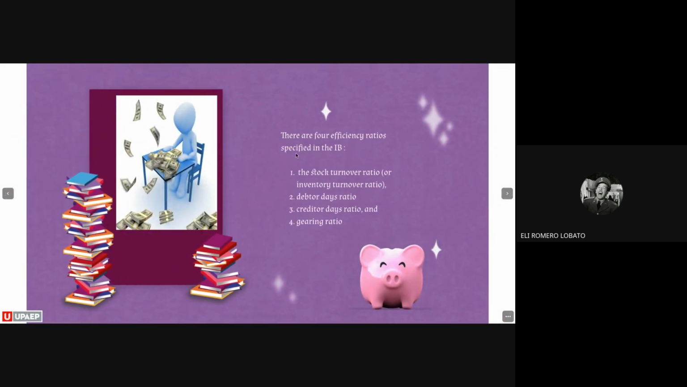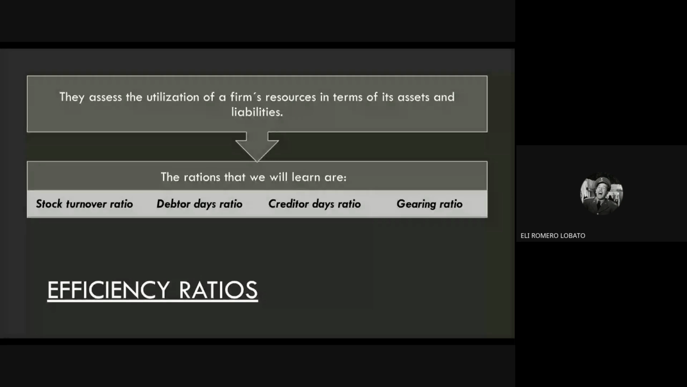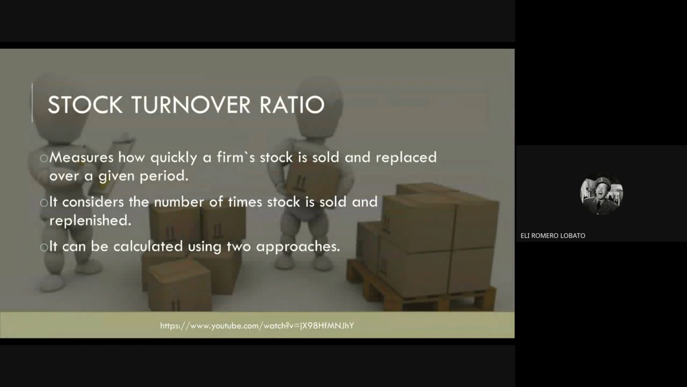Okay? So, the ones that we are going to check are stock turnover ratio, debtor days ratio, creditor days ratio, and gearing ratio. Okay? We are going to start with the first, stock turnover rate. So first, we are going to start with this, okay? In this video, we are just going to practice stock turnover rate.